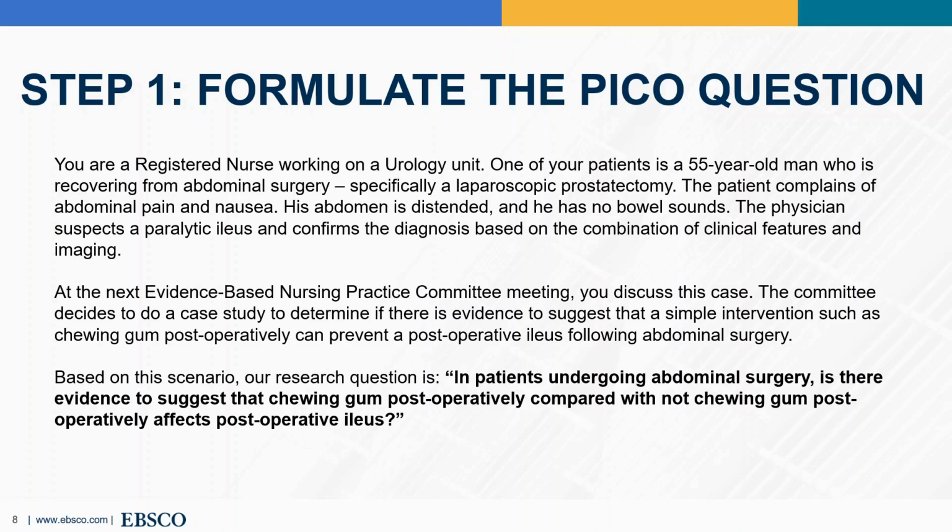Now, at the next evidence-based nursing practice committee meeting, you need to discuss this case. And the committee decides to do a case study to determine if there is evidence to suggest that a simple intervention such as chewing gum post-operatively can prevent a post-operative ileus following abdominal surgery. Now, based on this scenario, our research question is, in patients undergoing abdominal surgery, is there evidence to suggest that chewing gum post-operatively compared with not chewing gum post-operatively affects post-operative ileus?